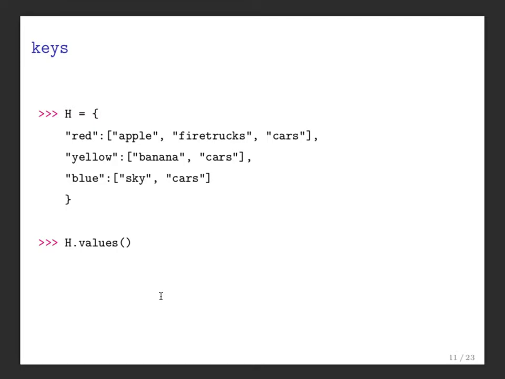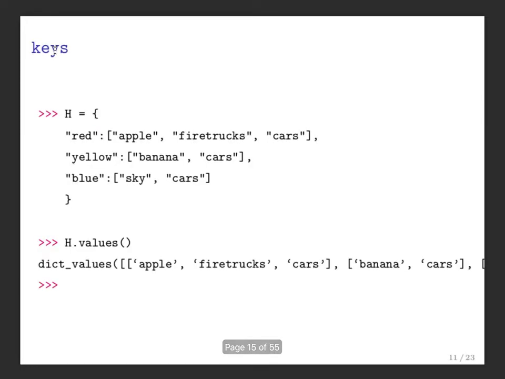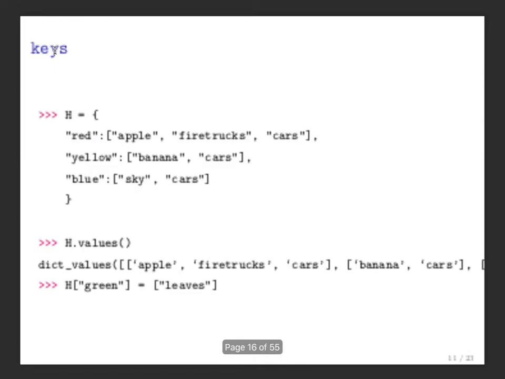Okay, so I can also call the values. I think this should be values and not keys. The values are going to be... so remember, we have items, keys, and values. So the items are the key-value pairs. The values in this case are going to be the lists of strings, right? So there are the values. But it comes back as this sort of iterable type.